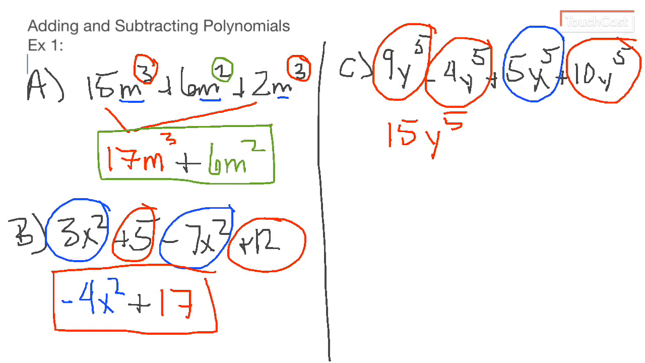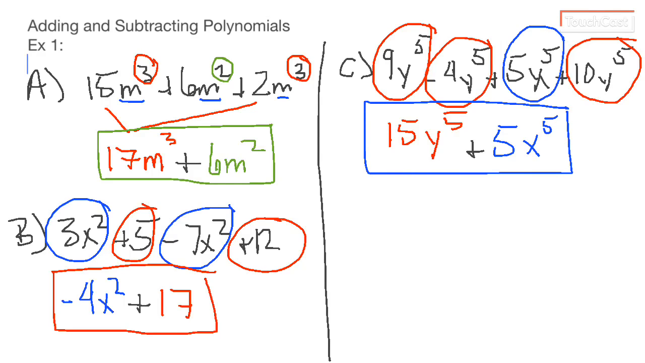plus 5x to the power of 5, because there was nothing to combine with that. And we're all done there. All we do is add and subtract the coefficients, the numbers in front of the like variables. So this is what this example was, adding monomials or subtracting them.